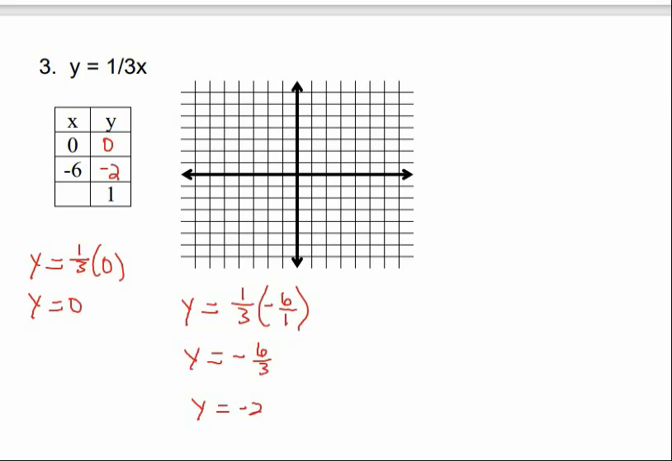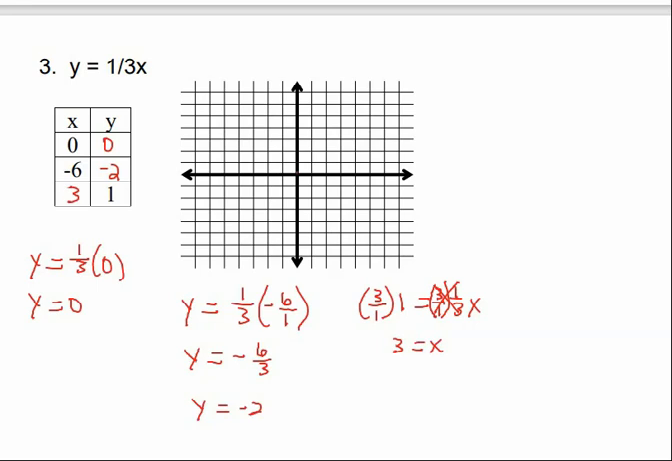And then the last coordinate is a y-coordinate. I'm going to plug in 1 for y. And if you'll remember, the way that we can get a fraction off of a variable is we multiply by its reciprocal. So I'm going to multiply both sides by the reciprocal of 1/3, which is 3 over 1. So this cancels. 3 over 1, that's really 3, times 1, which is 3.